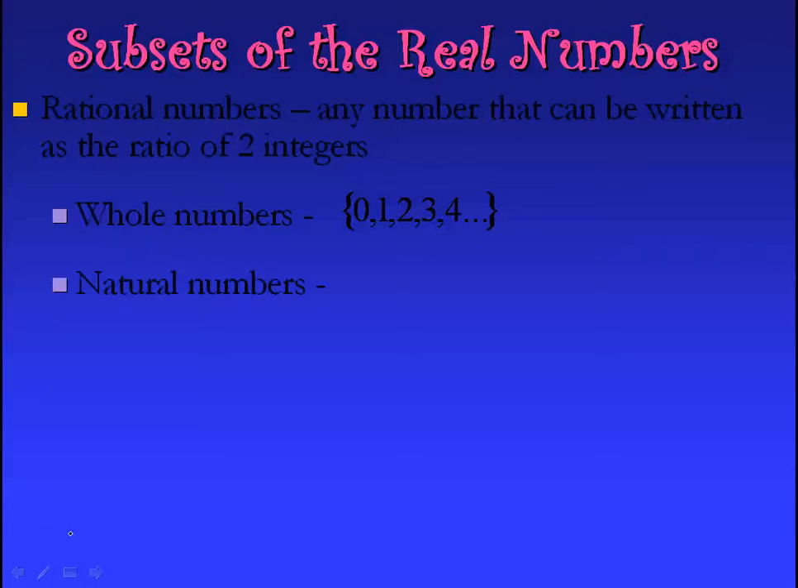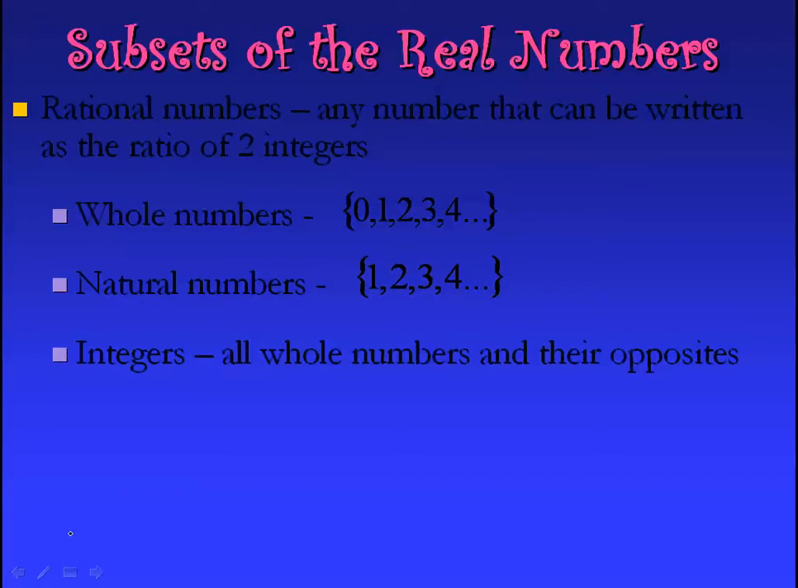We have the natural numbers. The natural numbers are very similar to the whole numbers, but they do not include 0. So natural numbers begin at 1 and count up by ones. A third subset of the rational numbers is called the integers. Integers are all of the whole numbers and their opposites. In other words, integers include negatives. But again, notice, none of these subsets of the rational numbers include any fractions or decimals.